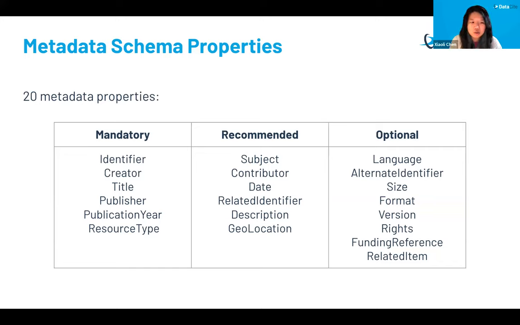And then we have the recommended ones, including the subject area this resource falls into, all of the contributors that are involved in creating or managing or maintaining that resource, the various dates that are relevant to this resource. The related identifier are other works or resources that have various types of relations to this particular resource, and the description as well as the geolocation of that resource. This applies when it applies. And then you have the optional properties, including language, alternate identifier, size, format, version, rights, funding reference, and related item element.